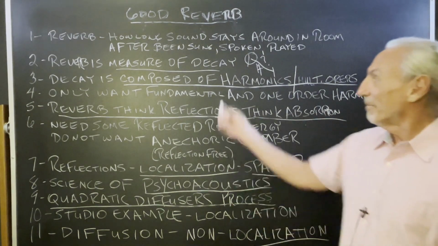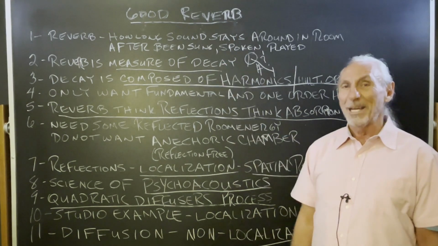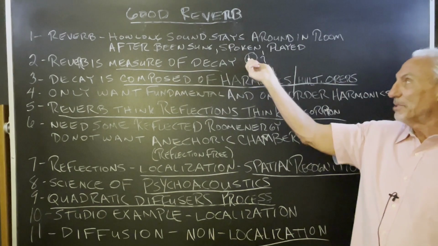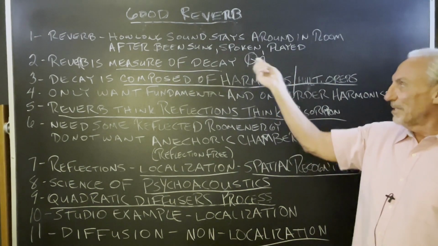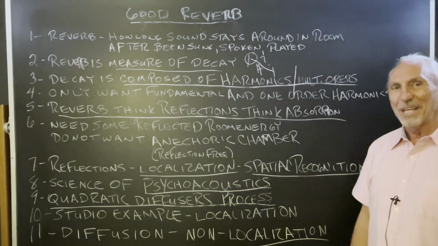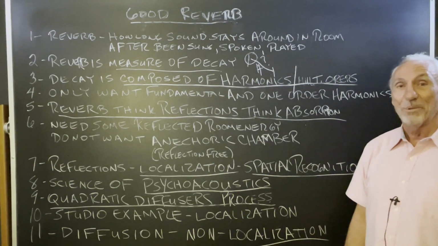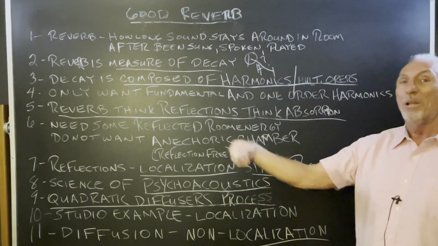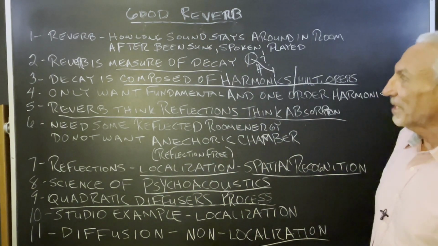Stays around too long. What is reverb? Reverb is really a measure of decay. It starts here and it goes here. This is where it starts and this is where we want it. So it's a measure of how long that decay process takes, how long it stays around in a room after it's been sung, spoken, or played, overstays its welcome. All of those things mean pretty much the same, but this is the more technical side.